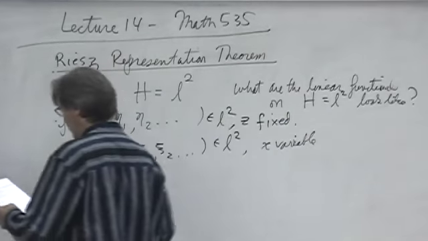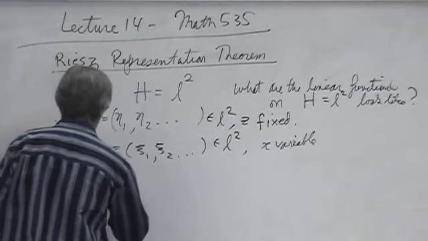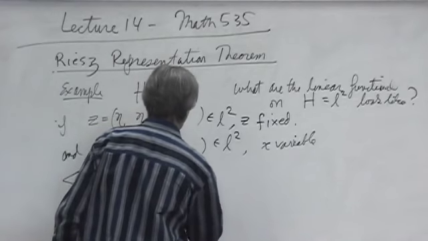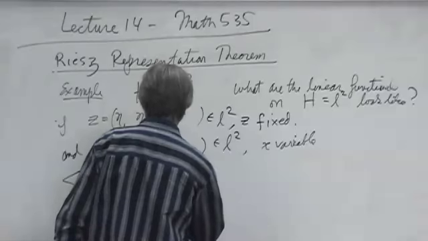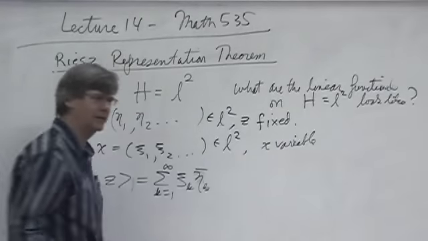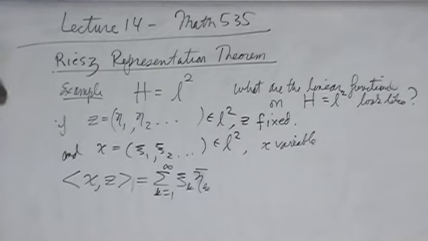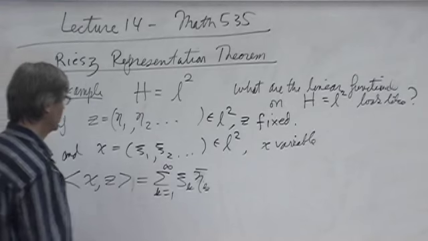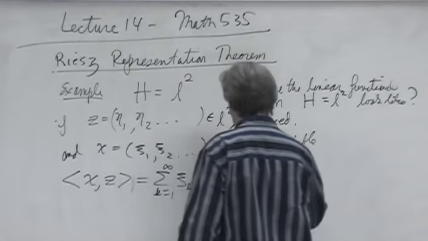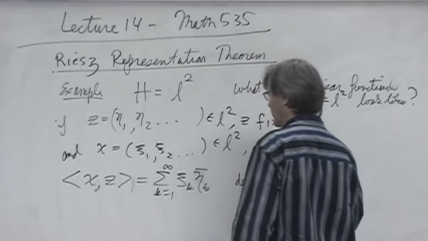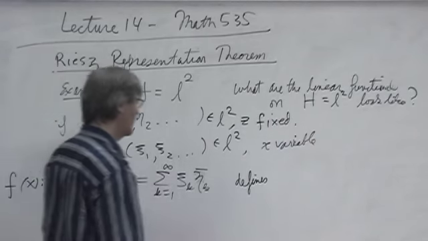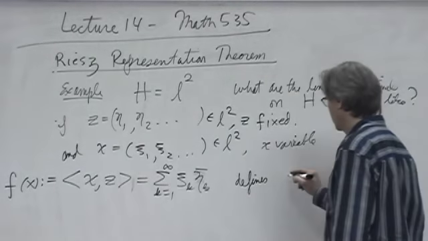Then I can define the following. The good old inner product between X and Z, which on little L2 is simply defined as the summation of c_k times a_k bar, k goes from 1 to infinity. That's the definition of the inner product in little L2. I could call this f of x. Then f of x equals this, and it defines a linear functional.